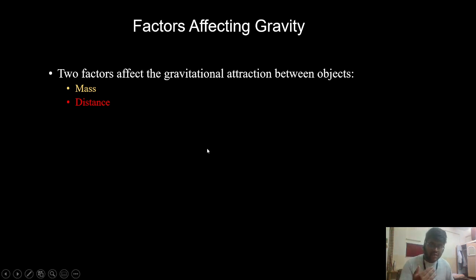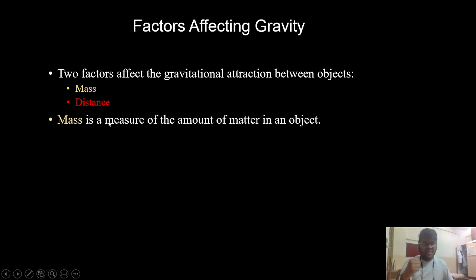Now since it is a force, it must be dependent on some kind of factors. How does the gravity force change its nature? Basically it depends on two factors, that is mass and distance. Mass, we all know, is a measure of the amount of matter in an object. How much matter is contained by an object determines its mass, and we often multiply by the factor of g to calculate its weight. Like we say it is 10 gram or 20 gram or 1 kilo or 2 kilo, then we can calculate it by the weight. So that weight also involves the mass.